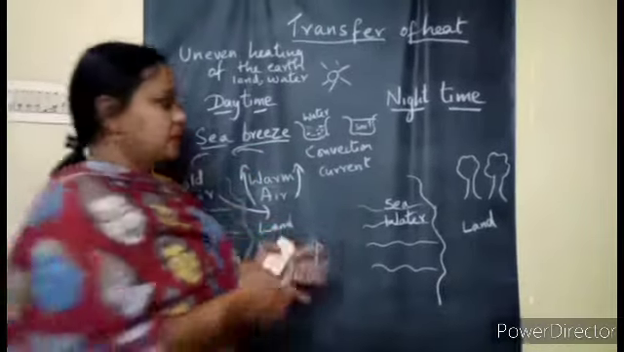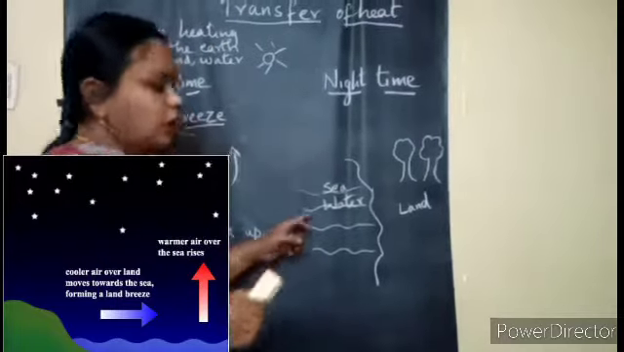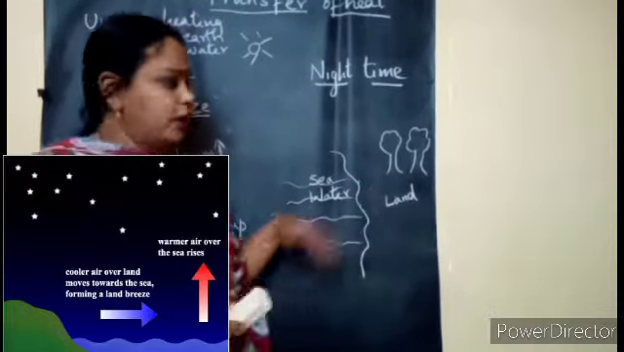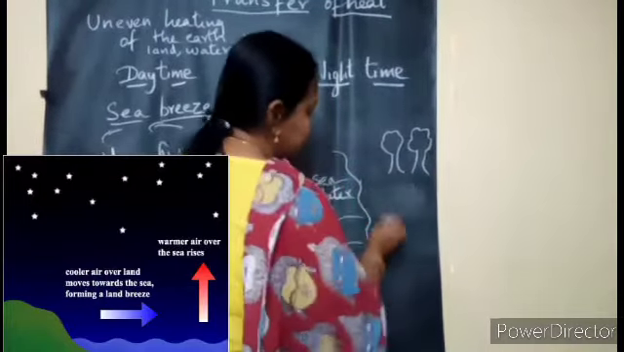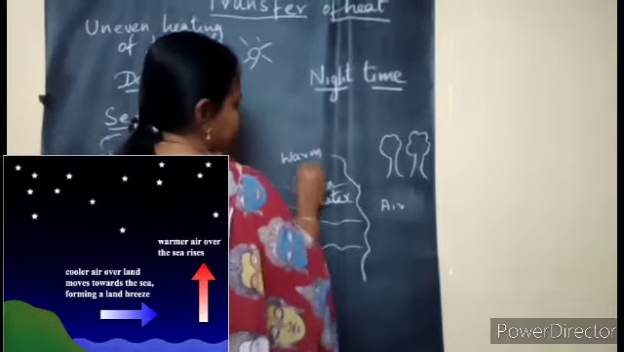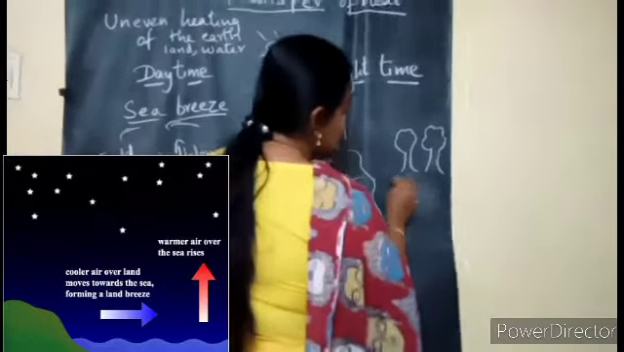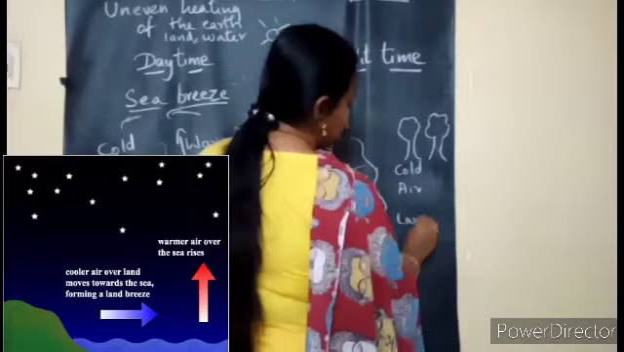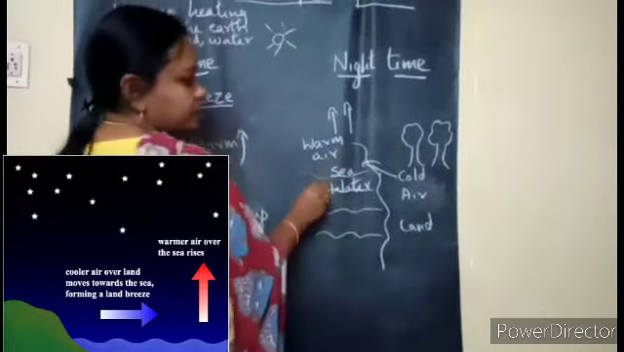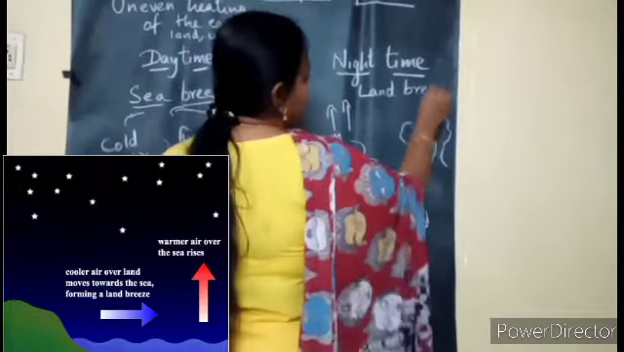So in the same place, what happens during the night time? At night, you can see the water will still be warmer and the land becomes cooler. So now again, above the land, air is there. And above the sea, it is still warm, so this will move up. And here, this is still cold air on the land. So that cold air will come and occupy. So from the land to the sea, the wind will blow. That is called land breeze.